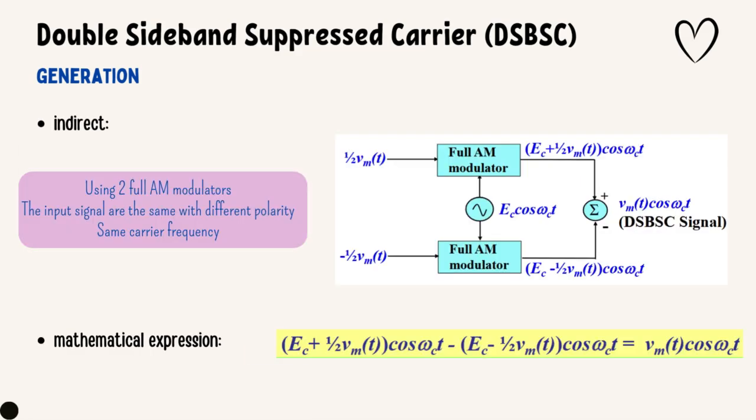The indirect method involves two steps, carrier modulation and carrier separation. They modulate the carrier with the message signal and then use a filter to eliminate the carrier, leaving only the sidebands. Here is the typical block diagram of the DSB-SC generation.